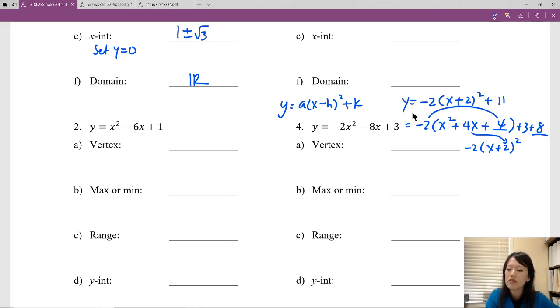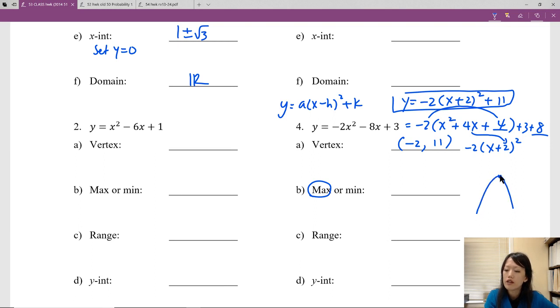This is my graphical form, this one here. Okay, after you get that, what's my vertex? Chi, what's the vertex? The vertex is negative 2 and positive 11. And the maximum or minimum value should be? The maximum value, because it's a parabola facing down. Yeah, the y value. So maximum value is 11.